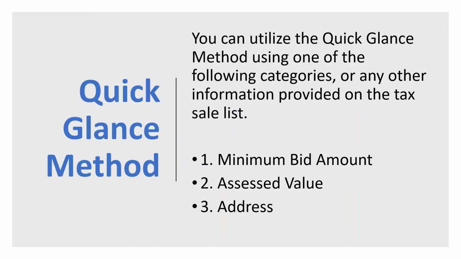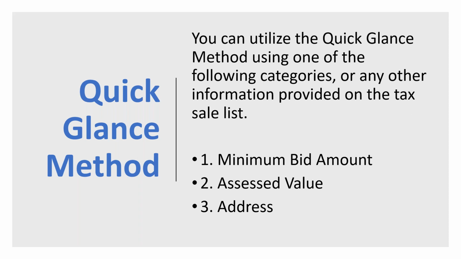There are really three main things that we're focusing on when we're reviewing a list and using the quick glance method. If there are additional things on the list, that only makes it that much easier. We just put down the three basic ones. If there was something like structure or non-structure, or acreage, or any of those other things, that could help us make a decision that much easier. But the main ones are going to be the minimum bid, assessed value, and also the address.